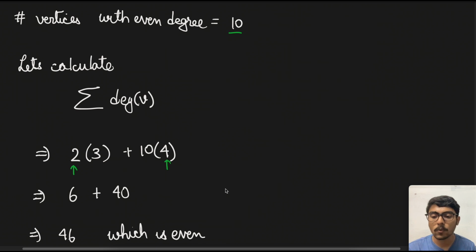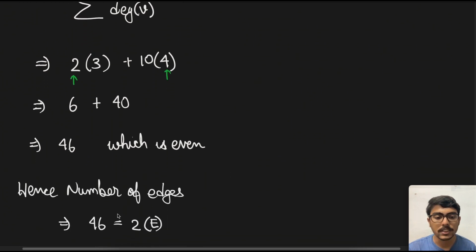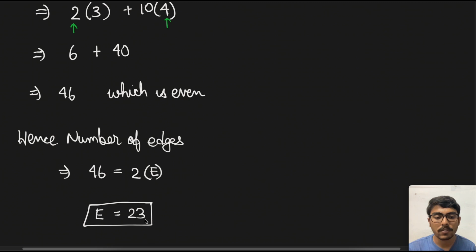Now we want to calculate the number of edges in the graph that we would have drawn. For that, we simply put 46 equals 2 times the number of edges. If we calculate it in this way, we get the number of edges equals 23.